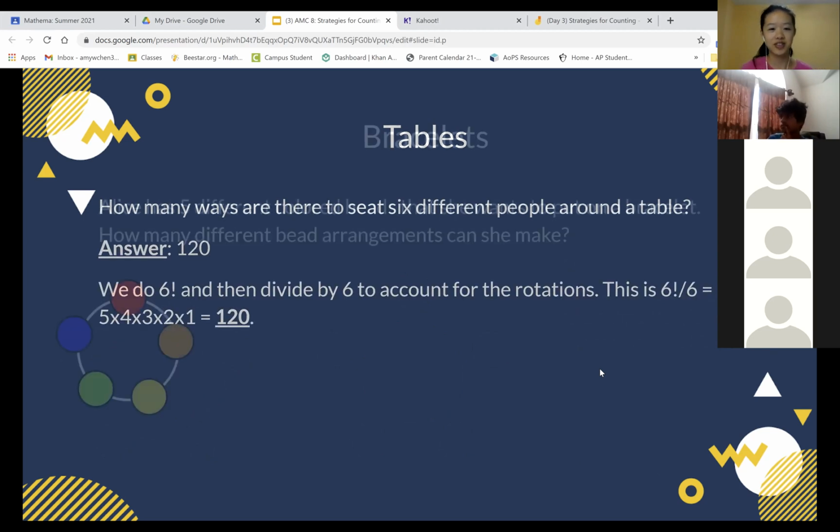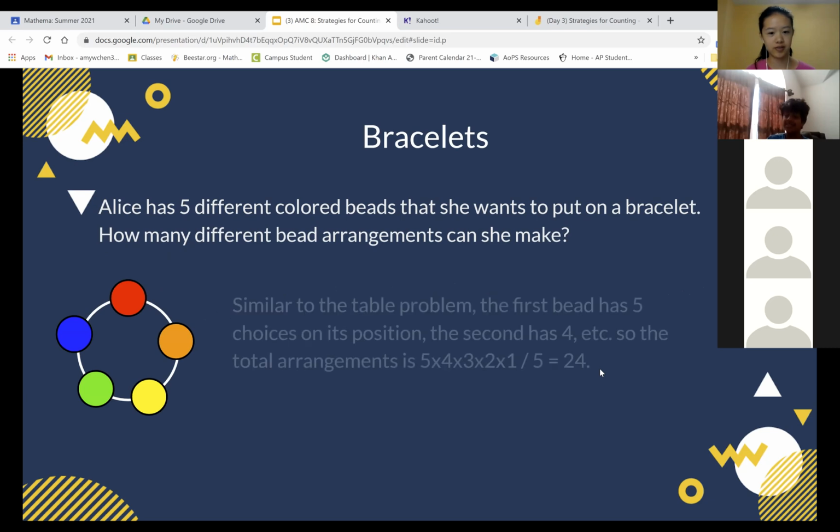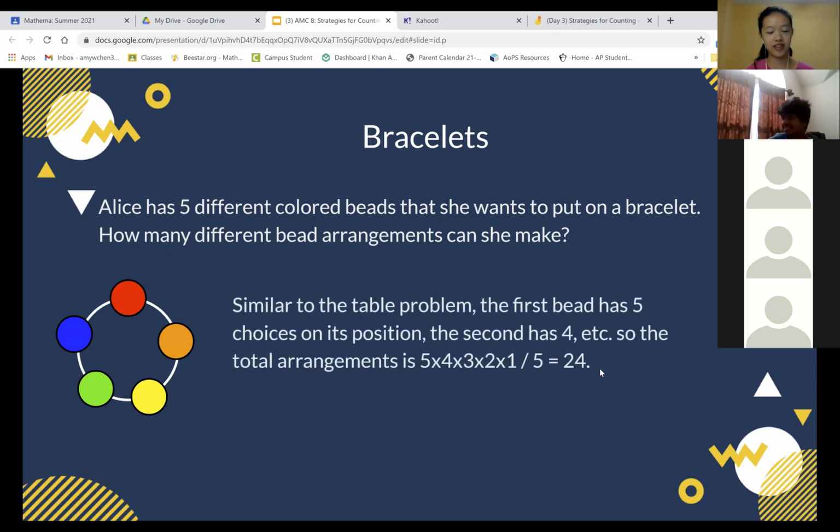All right, now we're gonna look at bracelets. Bracelets are pretty similar to tables because you're arranging things around a circular object. However, bracelets also have a catch. If you just do the normal thing we did with tables, trying to arrange 5 different colored beads on a bracelet, you would first do 5 factorial divided by 5. We divide by 5 again because you can rotate.